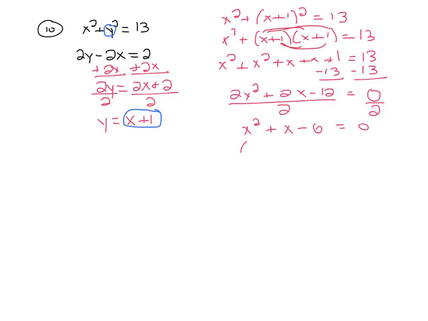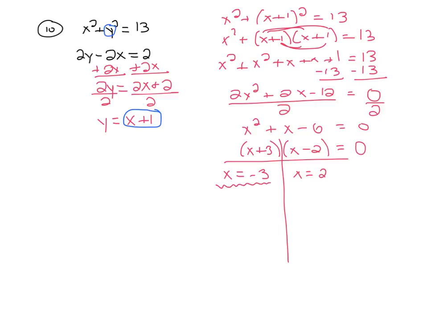So all we have to do now is factor, come up with two numbers that multiply to negative 6 and add to positive 1. So that would be positive 3, negative 2. And you're going to make a t-chart in order to solve for the x values. So over here we get x equals negative 3 and x equals 2. Now we're not done because we have to find the y values that go along with these x values. So let's first find the y value that goes along with x equals negative 3.